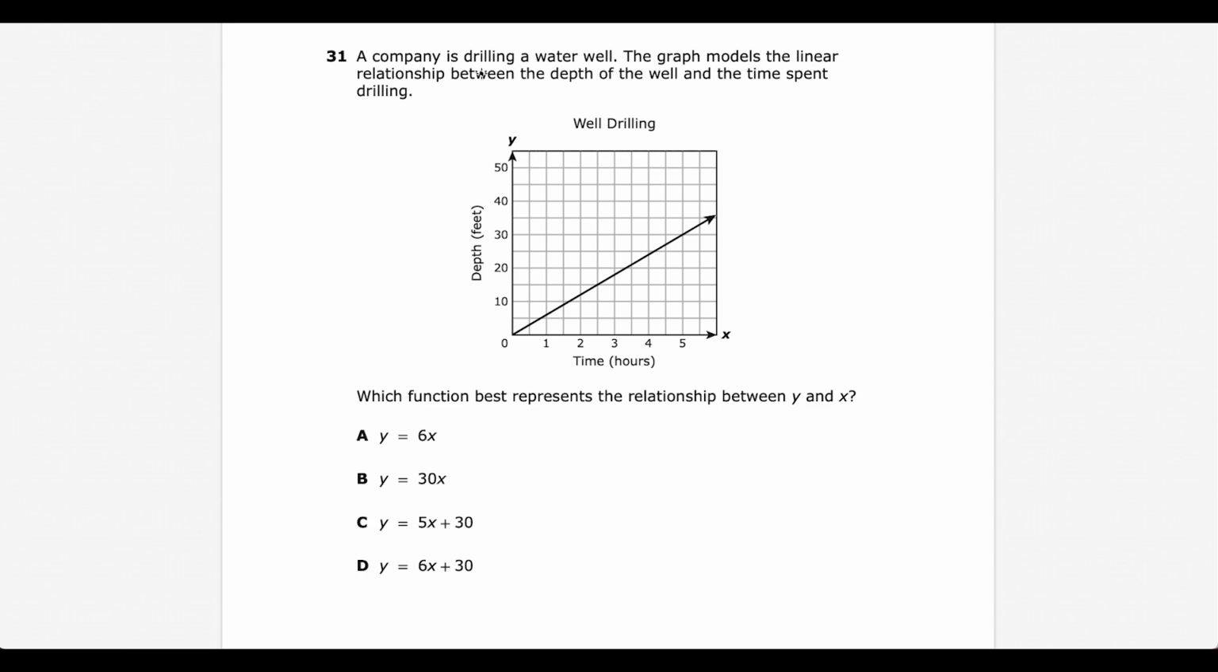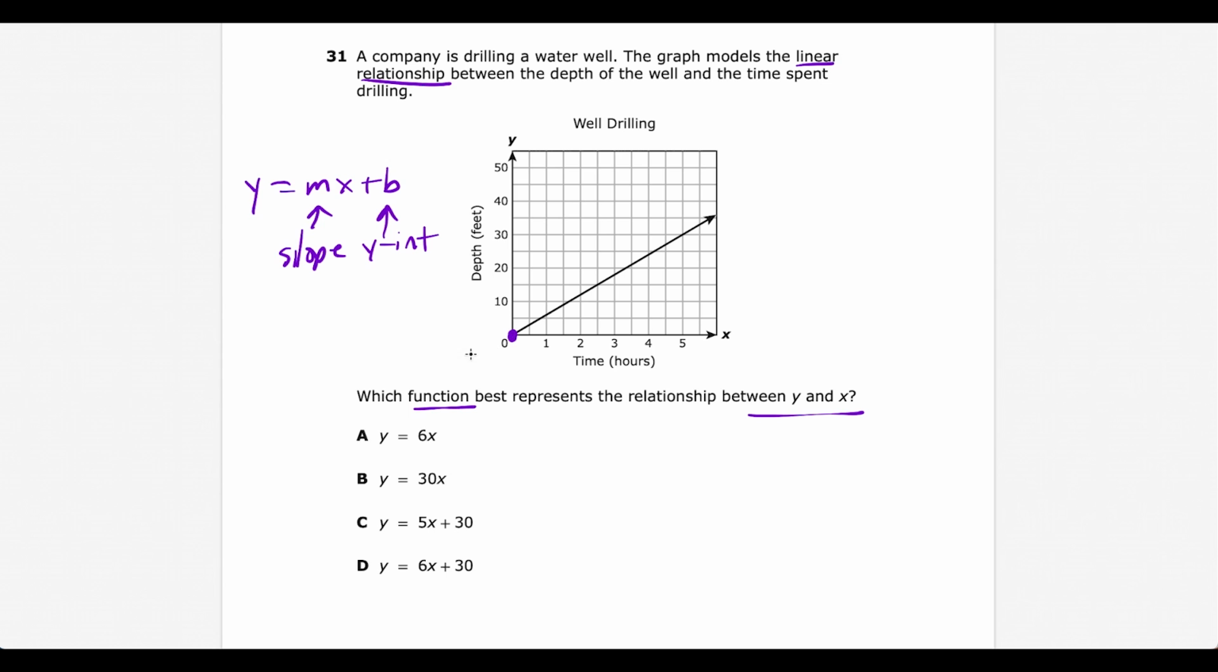So question 30, we have a company drilling a water well, and the graph models the linear relationship between the depth of the well and the time spent drilling. We want to know which function best represents the relationship between y and x. So for this one here, it really helps to know this formula, y equals mx plus b. And now we just have to go searching for the slope. So this is the slope, the m value, and the y-intercept is our b value.